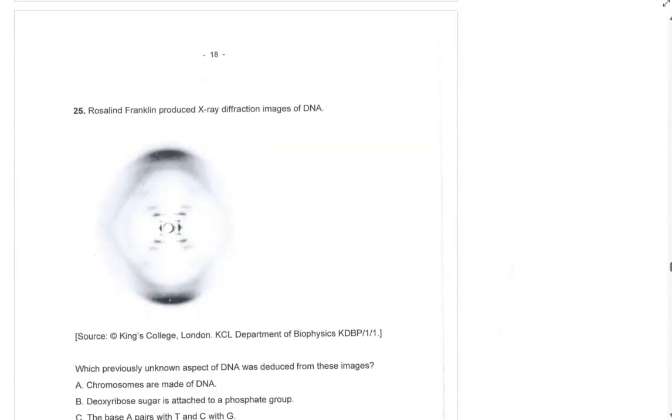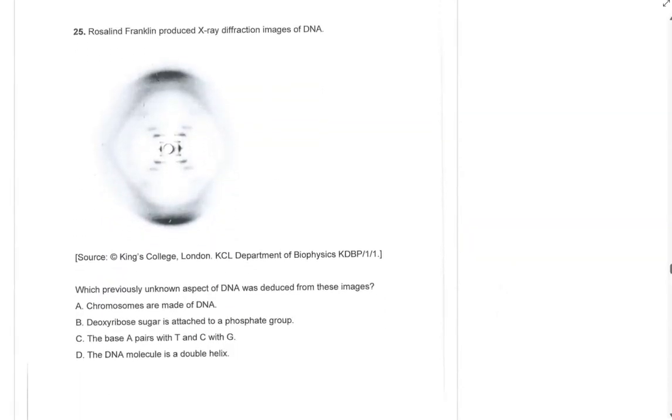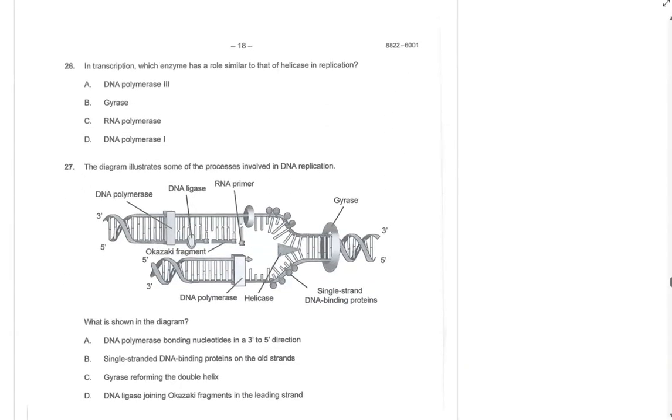Okay, 25, our Rosalind Franklin image. What previously unknown aspect of DNA was deduced from these images? Again, this is just factual recall. I'm afraid you can't work it out. It was that the DNA is definitely a double helix. They initially thought maybe it was a triple.